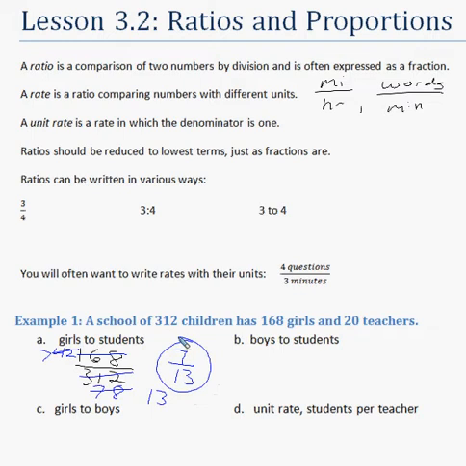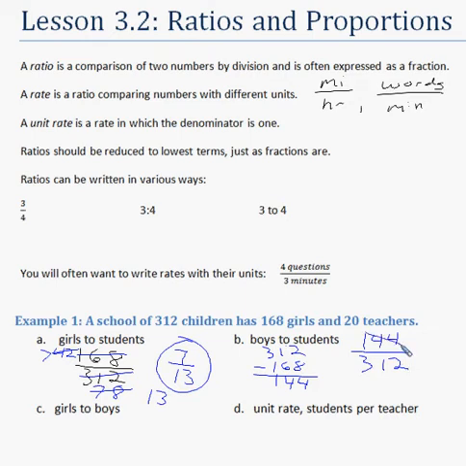The next one, we want boys to students. Well, we don't have how many boys there are, but we know there's 312 students altogether, and there's 168 girls, which means the rest are boys, so we can subtract to find the number of boys. And when we subtract here, we get that there's 144 boys, and so now we can compare that to the total number of students. So 144 over 312. And we can reduce that.